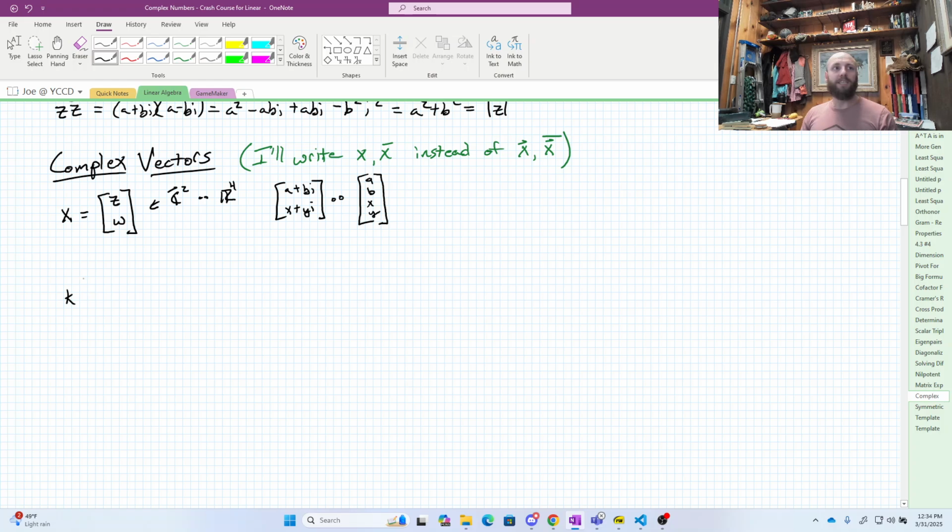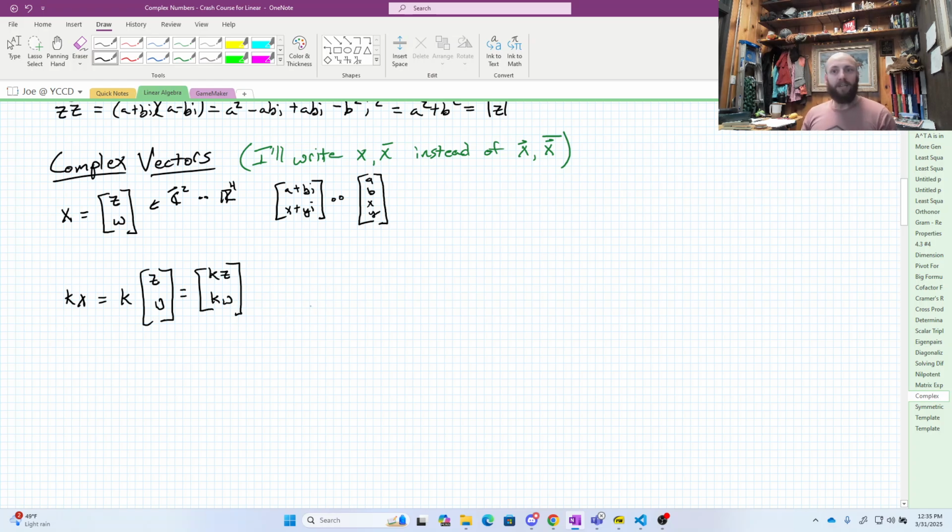If I take a scalar k and multiply by a vector x, this is going to be my scalar k times this vector that's z in the first coordinate, w in the second. That's going to be exactly what you'd think it is: kz, kw. This works exactly the way it did up above, right? I'm just going to distribute the k through the components of z and through the components of w. Great. Easy peasy.